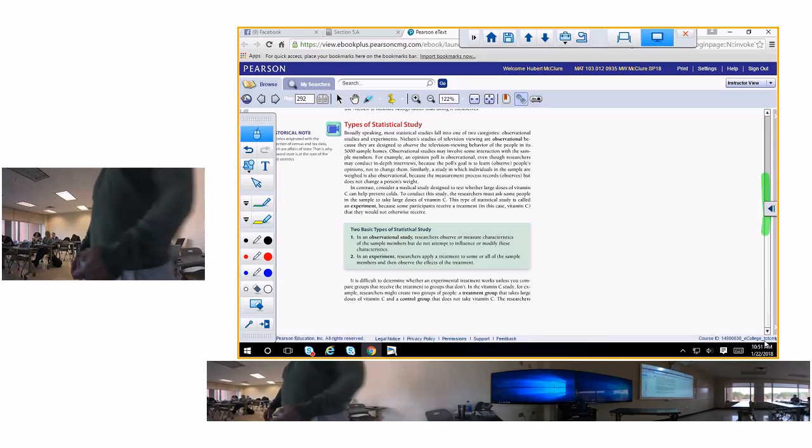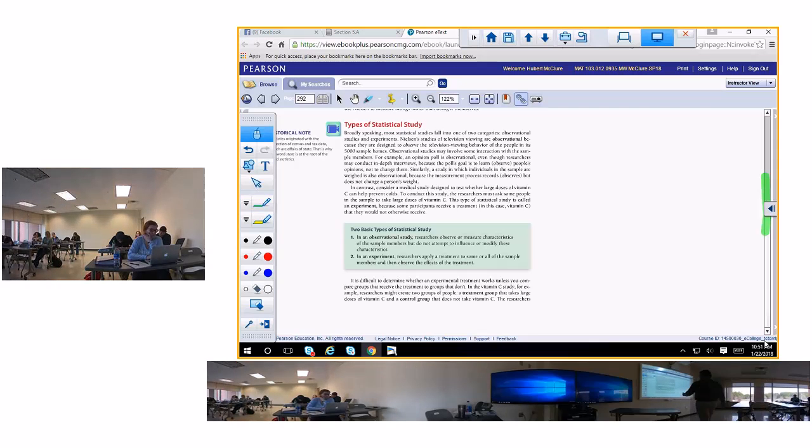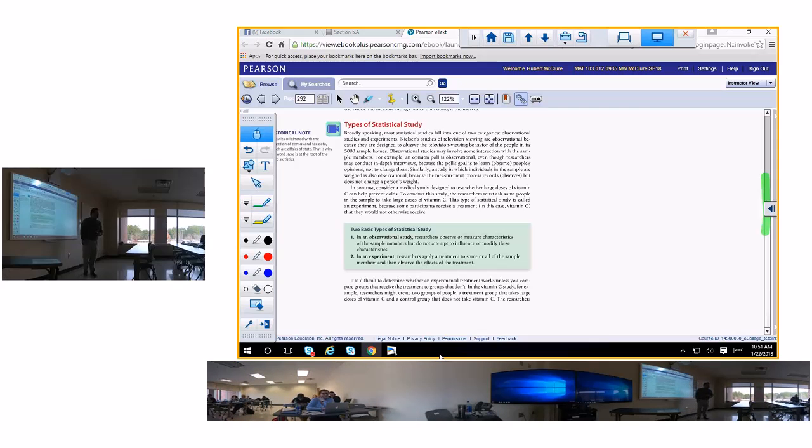And here's the key word right here: apply. Apply means that you're doing something. You're applying something to it. You're putting something in it.